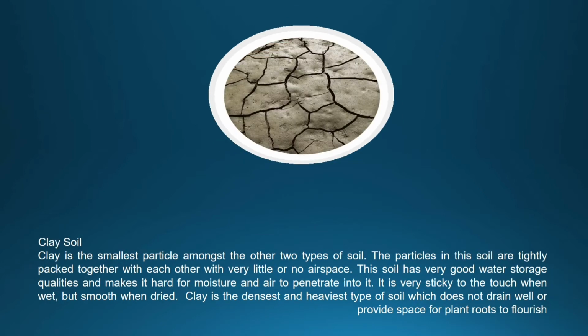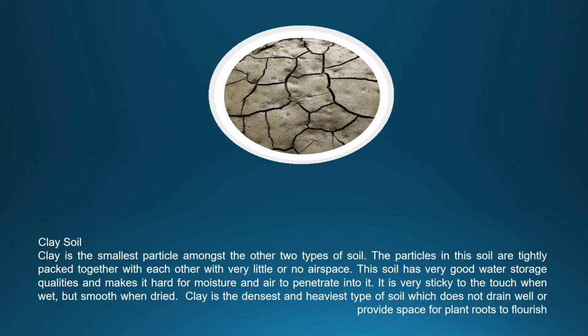Next, we are going to be talking about clay soil. Clay has the smallest particles among the types we've covered so far. The particles in this soil are tightly packed together with very little or no air space. This soil has very good water storage qualities and makes it hard for moisture and air to penetrate into it. It's very sticky to touch when wet, but smooth when dry. Clay is the densest and heaviest type of soil, which does not drain well or provide spaces for plants to flourish.